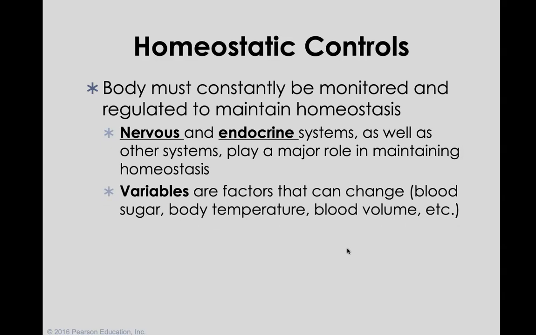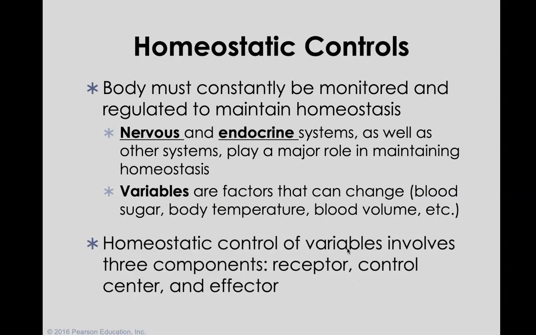And then there are all different types of variables that have to be monitored. So things like blood sugar, body temperature, blood volume, all those things are variables that are constantly being monitored by the body. So homeostatic control of these variables is going to involve three major components. There's a receptor, a control center, and an effector.